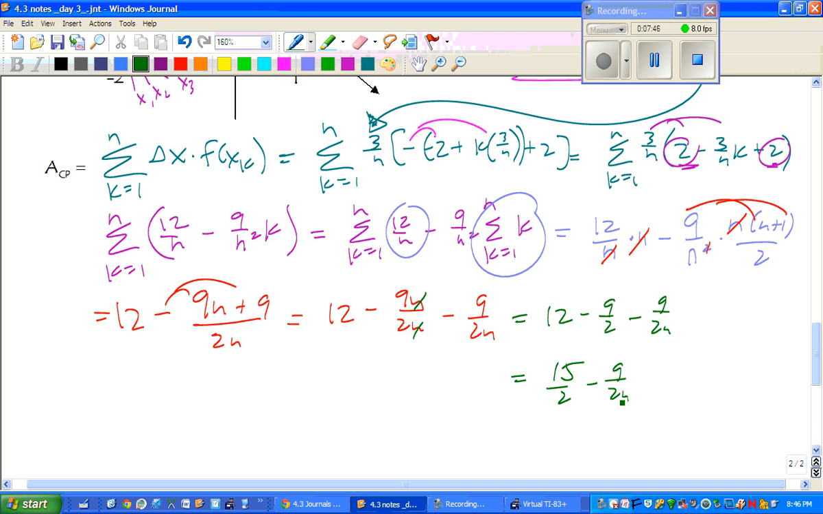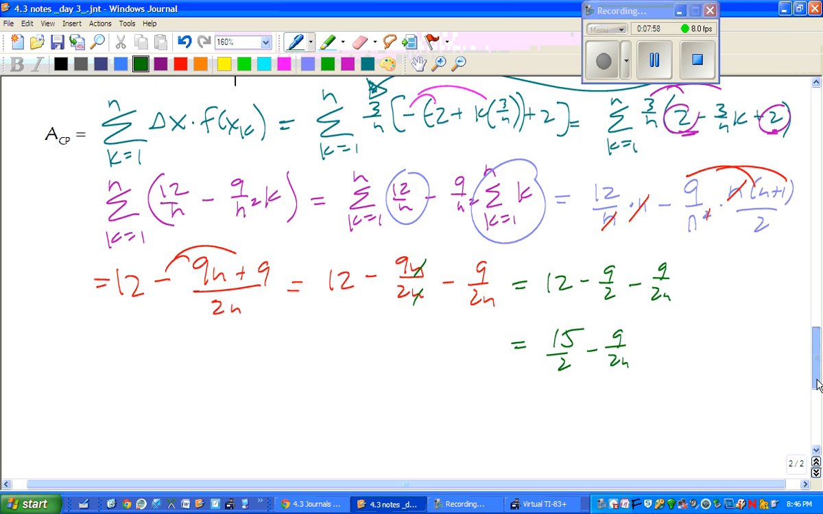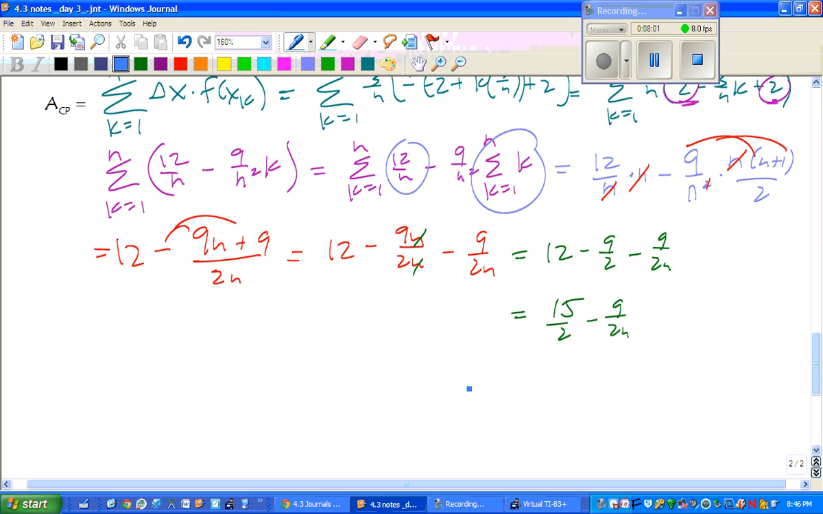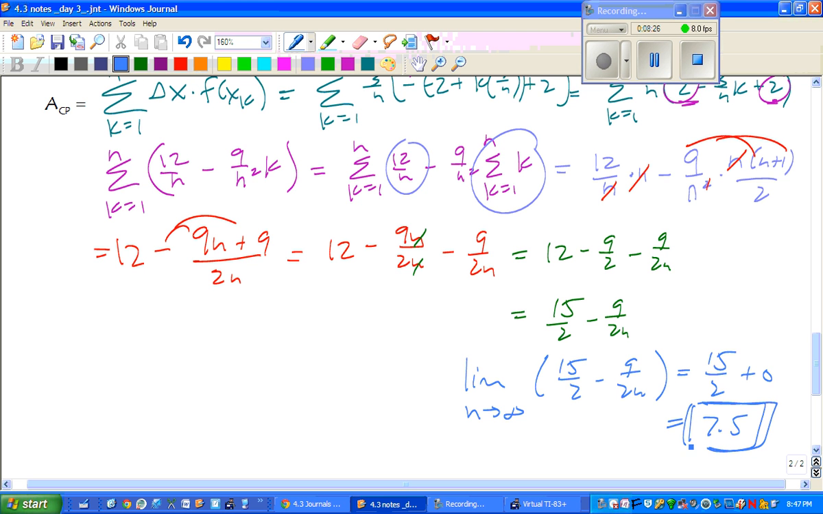So this would give us the sum of any circumscribed polygon depending on how many rectangles we choose. So if we choose 100, we could put 100 in for n. But the trick was, if we want to find the exact area, all we have to do is take the limit as n approaches infinity of 15 halves minus 9 over 2n. So the limit of a constant is just the constant. Limit as n approaches infinity of a number divided by n, that's going to be 0. So the actual area for this one is 7.5.